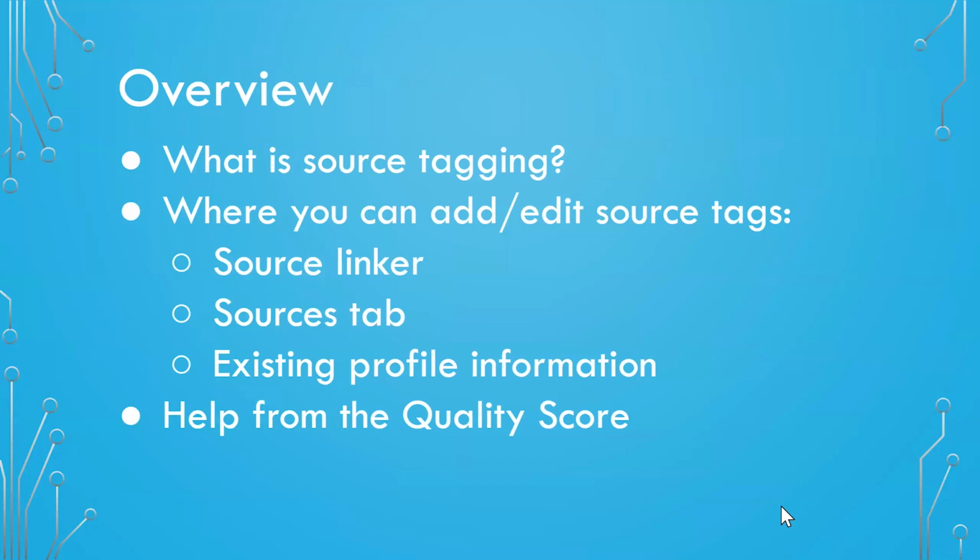So here's what we've got on our schedule today. Just to make sure we're all on the same page, we'll answer the question, what is source tagging? And then we'll talk about 3 places where you can add or edit source tags: the source linker, the sources tab, or existing profile information. And then we'll wrap up with how the new quality score on the profile page can help you improve tagging.